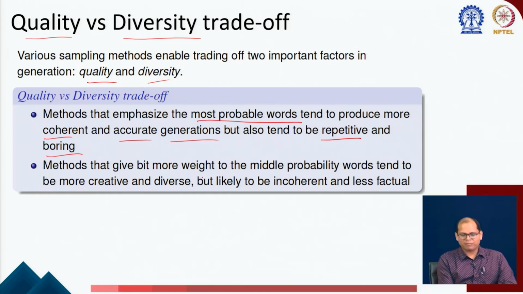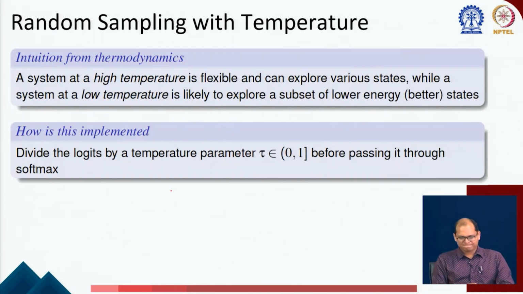Methods that give a bit more weight to the middle probability words tend to be much more creative and diverse, but they may be less factual. So there is always a trade-off between being factual versus being creative. We can do this trade-off through sampling. We can use different sampling methods through which we can generate more creative completions. The simplest one that is used by default is random sampling with temperature.